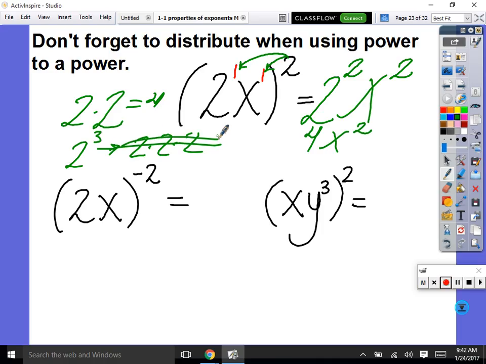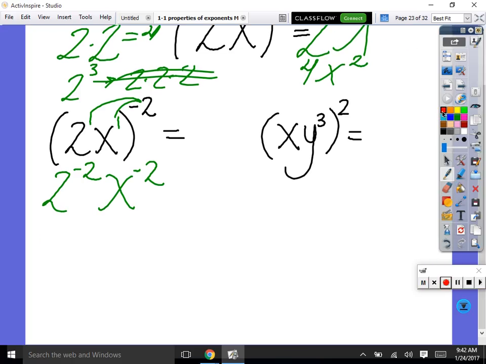Okay, so everybody look at this one. This is 2 to the first power, x to the first. So we're raising powers to powers. So that's 2 to the negative 2 power, right? 1 times negative 2, and then x to the negative 2. So then you'd say to yourself, neither of those answers are acceptable if they have a negative exponent. So watch what happens here.